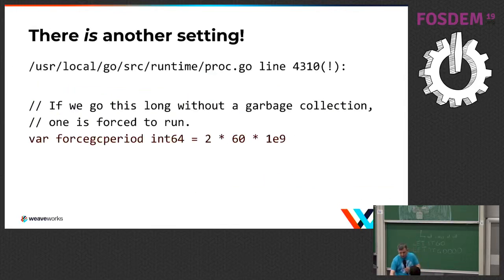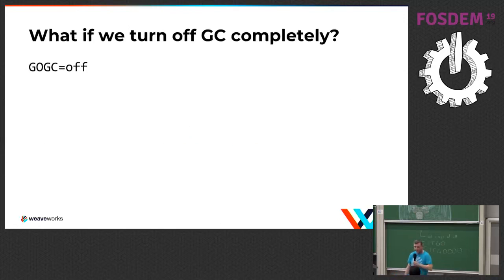It is a variable, but it's an unexported variable in the 4,300 line file that I had to read to find it. Okay, one last trick. There is one more thing you can do with GOGC. You can set it to the word off.